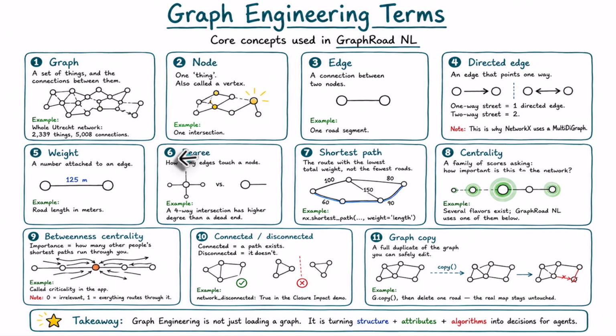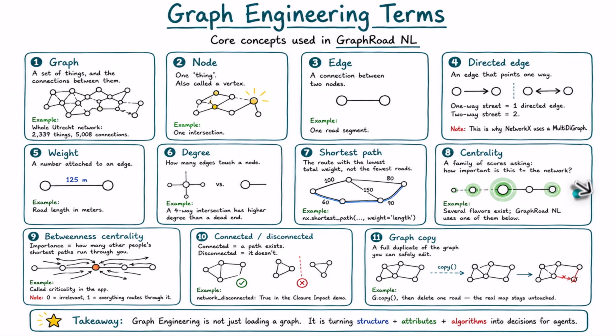Then we have degree. So imagine how many edges touch a node. So if you have a node that's just connected to one road, it's okay, but if you have 4 roads connected to that one intersection, naturally, that's quite an important place. Then we have shortest path. It's probably quite intuitive. The route with the lowest total weight.